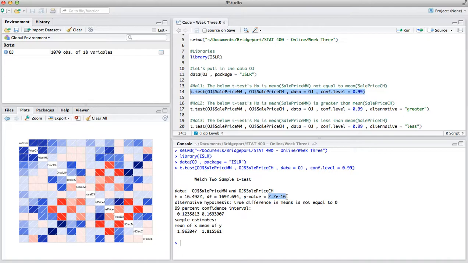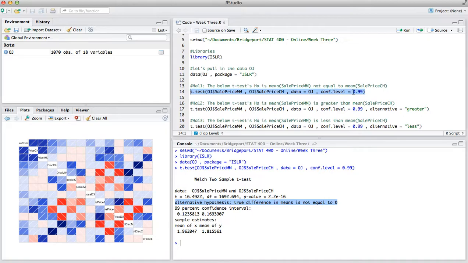If I say that my threshold is 1%, I would say that I reject the null hypothesis that the two means are equal, and I will believe that the alternative hypothesis is true. And it's actually telling me what the alternative is. The true difference in means is not equal to 0. So if you subtract the mean of Minute Maid minus Citrus Hill, it is not equal to 0. That means they are different.